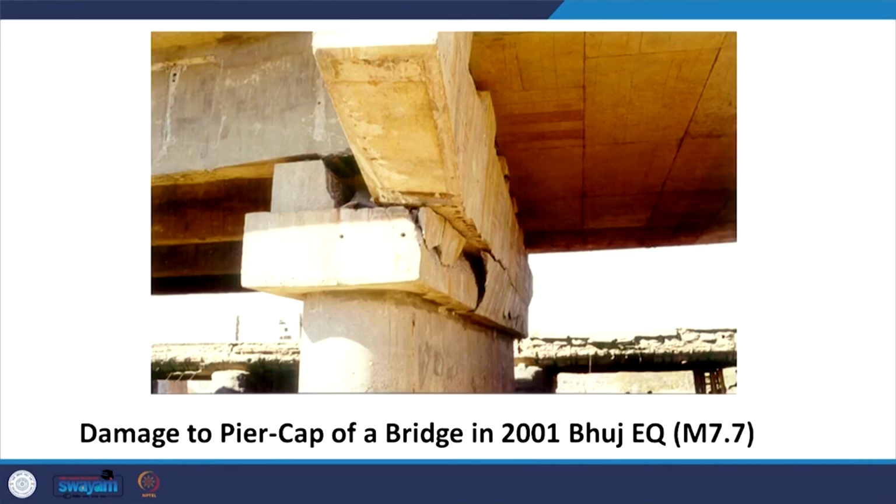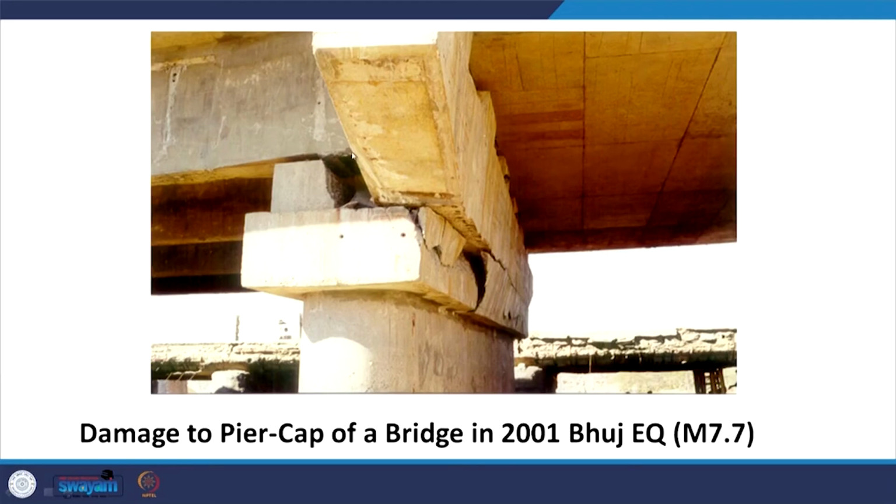Then we do have some examples from our country. When we talk about our country, you may be aware that the 2001 Bhuj earthquake is very notorious. This occurred on 26 January 2001, which was Republic Day, with a magnitude of 7.7, and there was a lot of damage in Gujarat, the Bhuj area, during this earthquake.